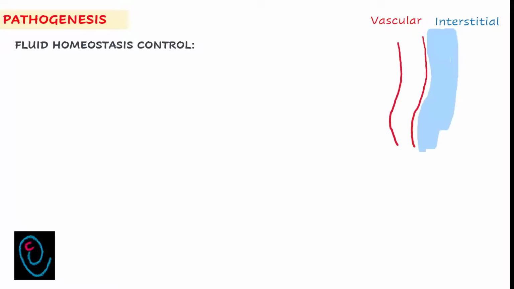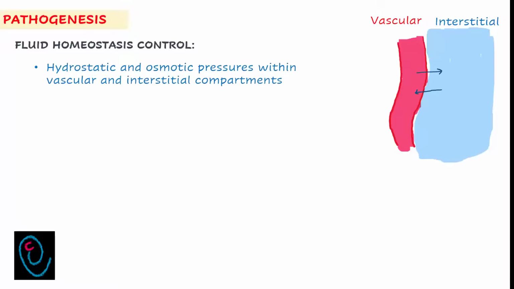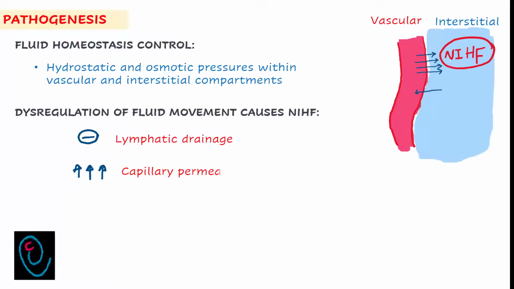Fluid homeostasis within vascular and interstitial compartments is controlled by both hydrostatic and osmotic pressure. Disruption of this regulation of the net fluid movement between vascular and interstitial spaces leads to non-immune hydrops fetalis. It can be caused by one or more of the following: obstructed lymphatic drainage in the thoracic and abdominal cavities, increased capillary permeability, increased hydrostatic pressure, or decreased osmotic pressure.